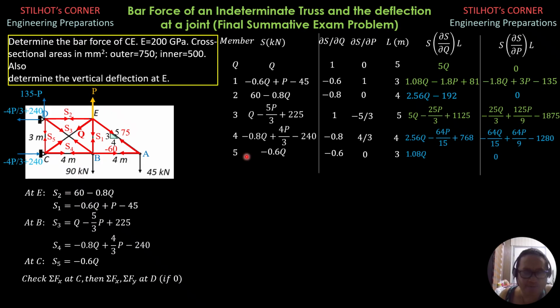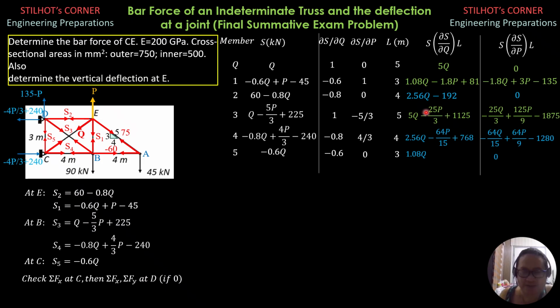Then member 4, you have to check just to shorten this video, and for the viewers to check also, do not just watch. You have to check these values, these tabulations. Then member 5, derivative with respect to Q negative 0.6, with respect to P 0. It is an outer member again, so blue. So negative 0.6Q times negative 0.6 times 3 is 1.08Q. Then here it's 0. Next is we add this. Then take note that P is just invented.